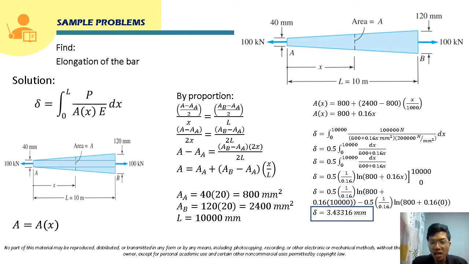So actually here, class, you can input this equation in your calculator if you want to solve this faster. But you can also use this solution. If you input that in your calculator, this will still be the answer. Again, the elongation here is 3.43316 millimeter. Okay, so you can now box that.